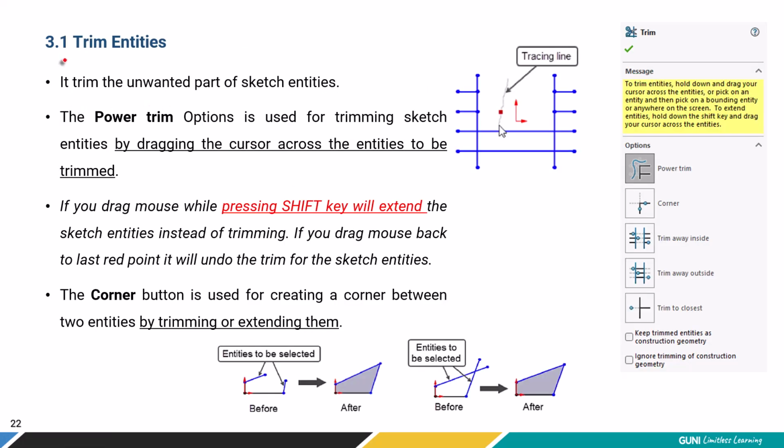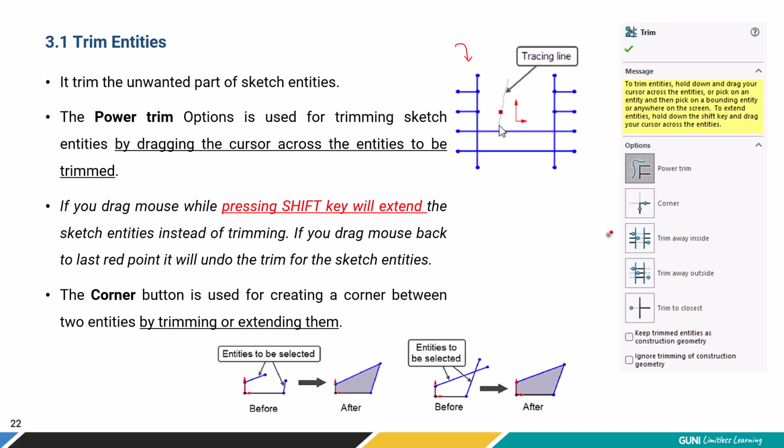Now let's look at the trim entities. Trim means to remove the unwanted part of a sketch. Just look over here. Earlier we have a blue line over here. So using this trim entity, we can remove the middle lines.